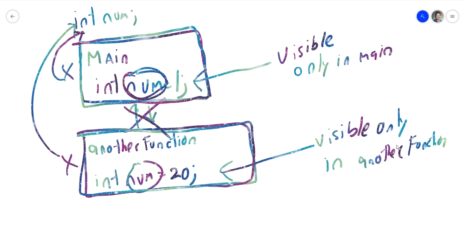So just a couple of things that I wanted to run by you, and I hope that you've differentiated between local and global. I'll see you on the next video. We'll talk about static variables.